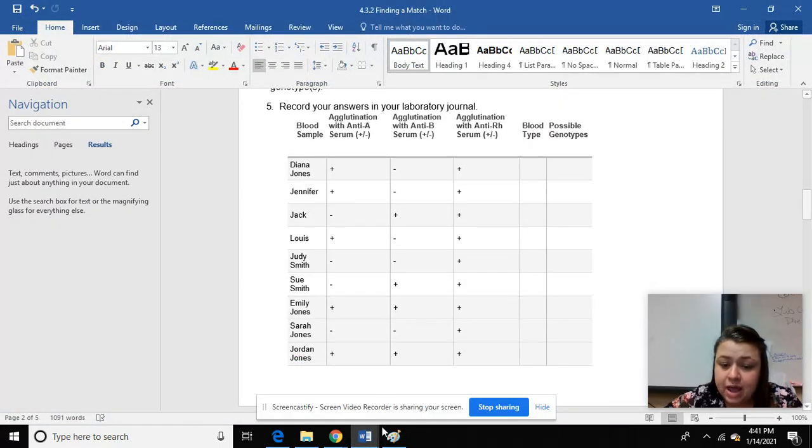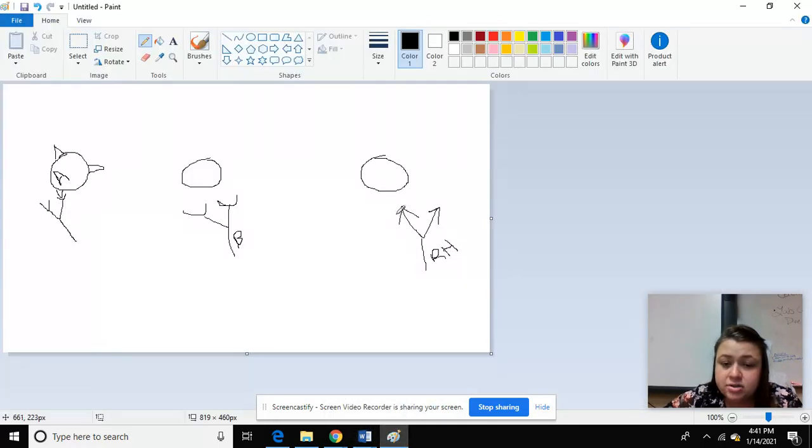It shows that they do have those positive. They're positive for clumping for the Rh antigen. So that means that Rh antibody had to come in and attach to the antigen that is present due to the thickening and clumping of the blood. So this person has A antigens and Rh antigens. So they would be considered A positive, with both A antigens and Rh antigens present.